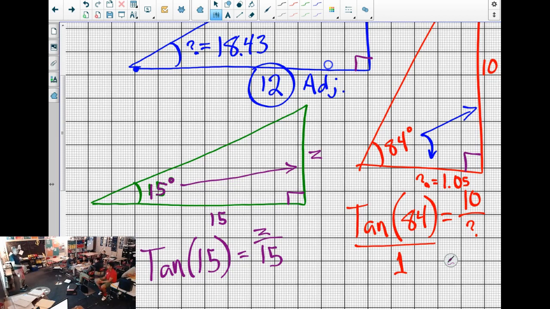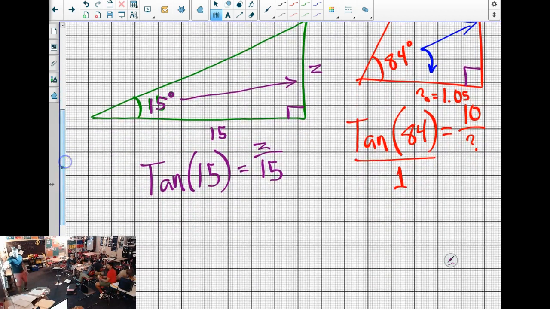Opposite does not relate to an angle. Opposite is a side. The angle is your theta. Opposite, adjacent, and hypotenuse all mean sides. Theta is the angle you're looking at. It's just whichever angle you choose. It can't be the right angle, but I could choose either of these. Because if I come up here and use this angle, this has to be 75.